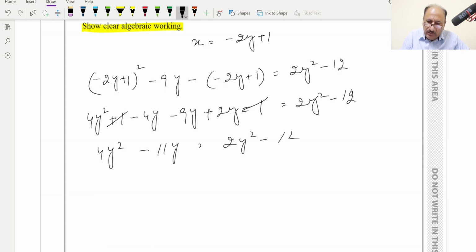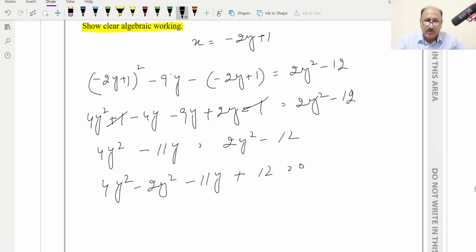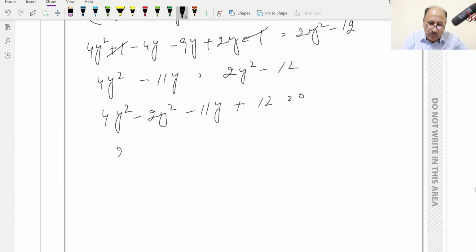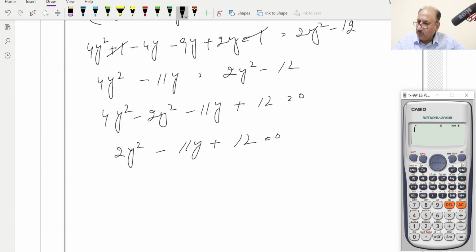And now we can shift everything to one side. So 4y squared minus 2y squared and minus 11y and plus 12 is equal to 0, and this will be our quadratic equation. So we can write 2y squared minus 11y plus 12 is equal to 0, and we can use calculator for mode 5 3.